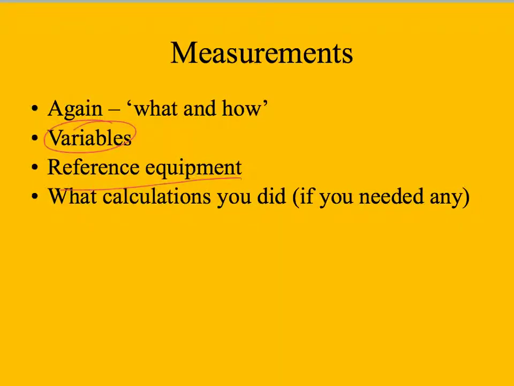And again, if you haven't done already, you need to make sure that you're referencing the equipment that you've used. You may also need to talk about some calculations. So for example, the beep test requires you to change the shuttle score into a VO2 max score, and you'll need to explain how you did that.